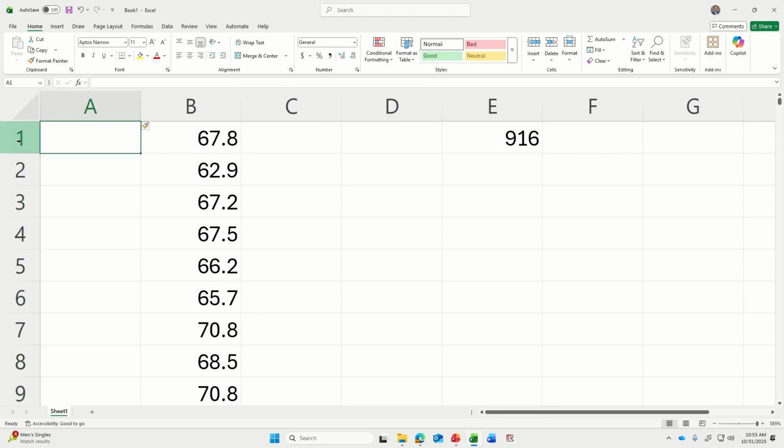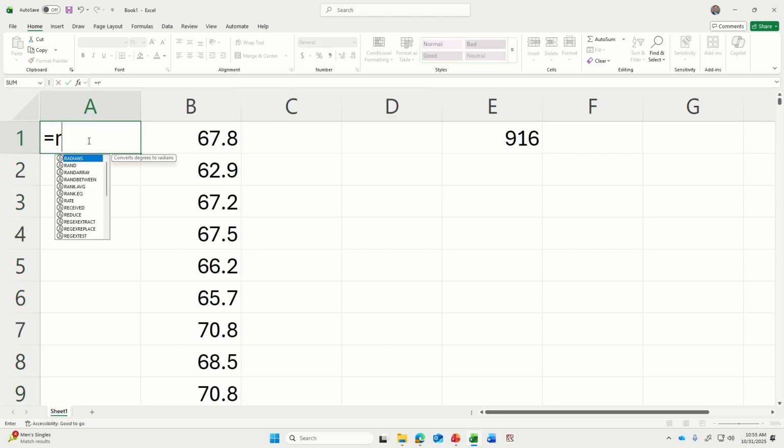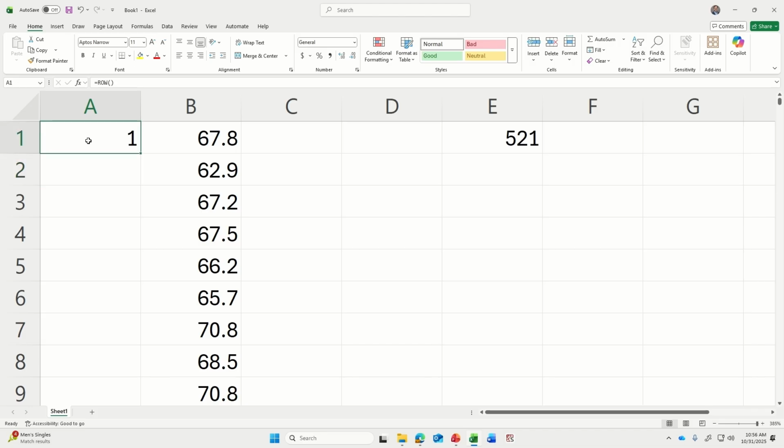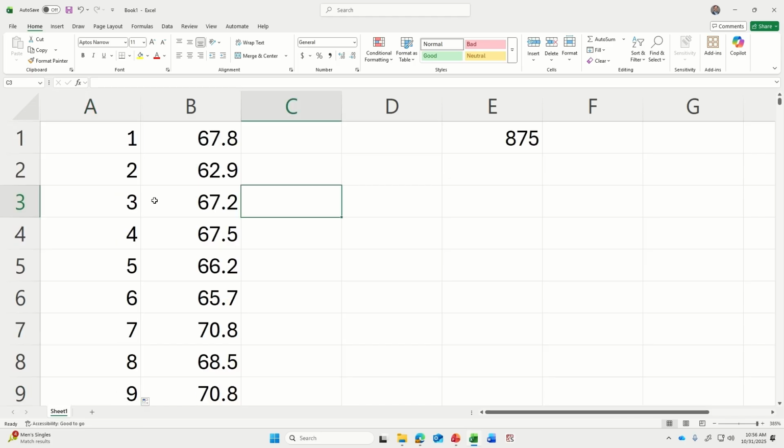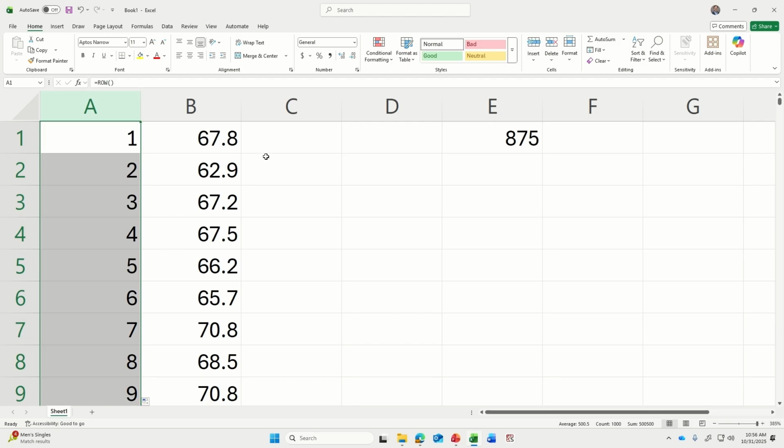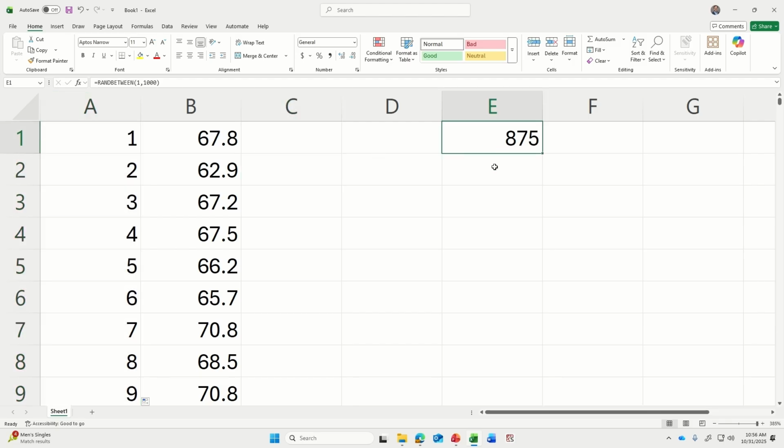I know that there's already a row number here, but I need to actually tell Excel in column A to index the students by row. So I'm going to type in equals ROW with little parentheses there, and that's going to tell me the row number. This is a little bit silly, but if I double click on the bottom right corner, it's going to fill in all of the row numbers. Okay, so back to this.